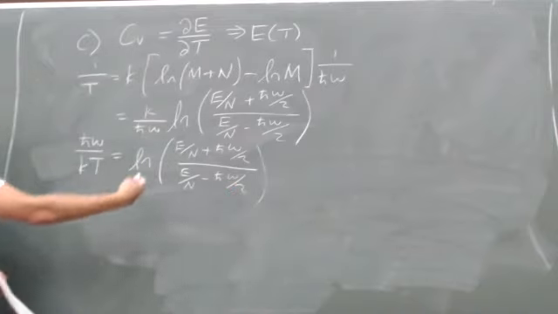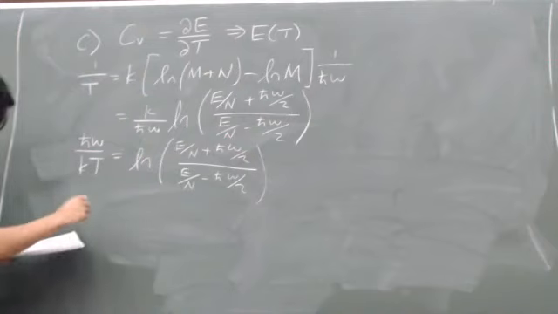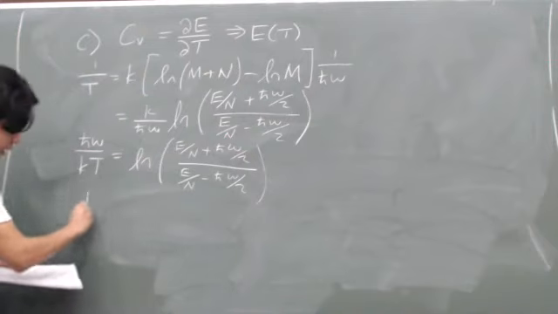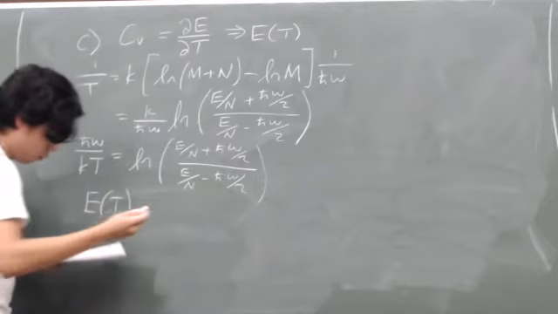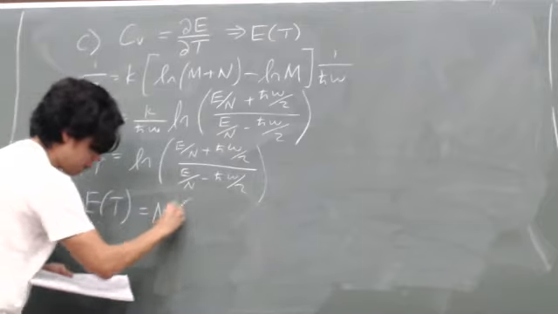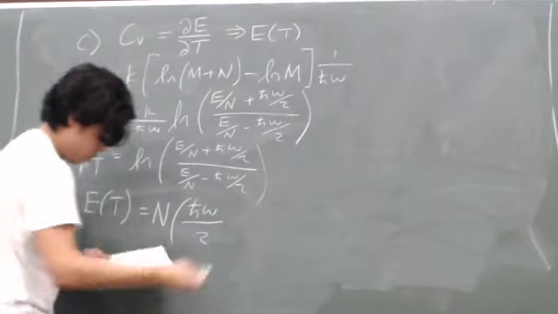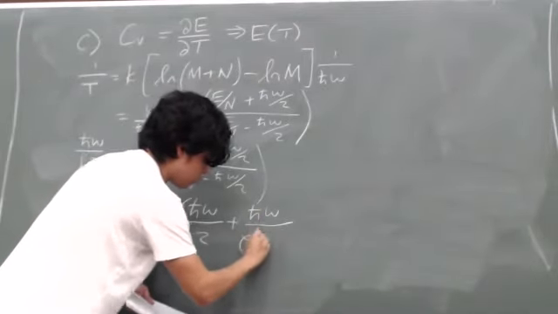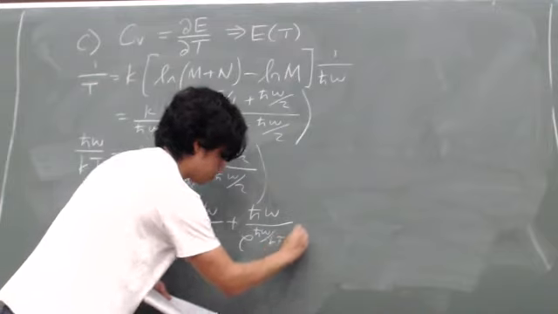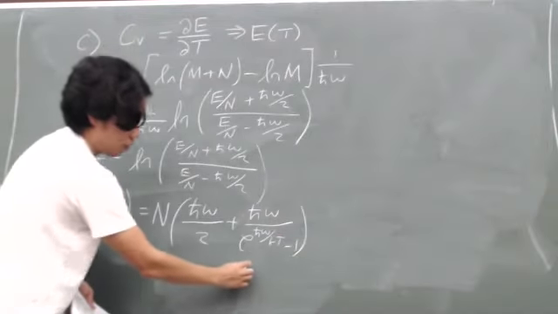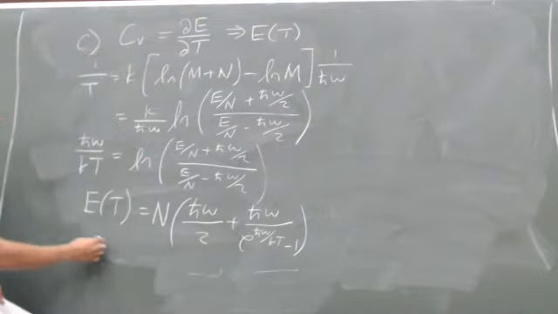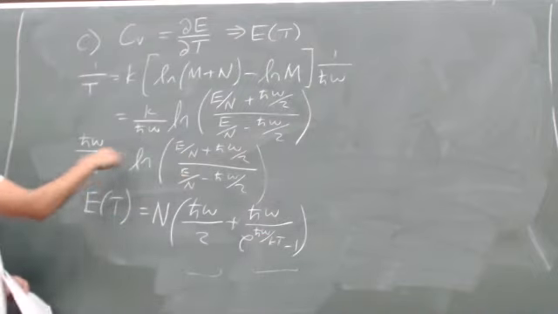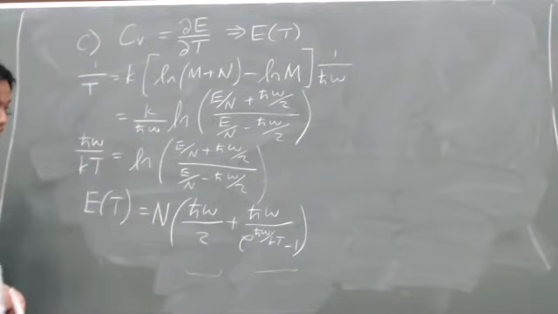And now it's just simple taking exponential both sides and then solving for E. So you get something like E as a function of T is equal to N times h bar omega on 2, the ground state, plus h bar omega on e to the h bar omega on kT minus 1. So you get this distribution function like term, the ground state energy, and that's your energy in terms of temperature. Again, I skipped a lot of algebra here, but it's just taking the exponential both sides and then expanding this out and then solving for E is not that difficult.